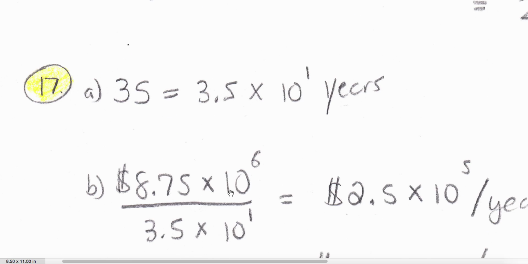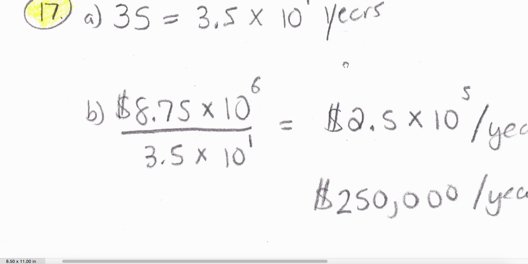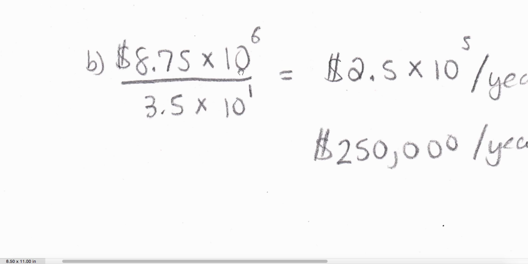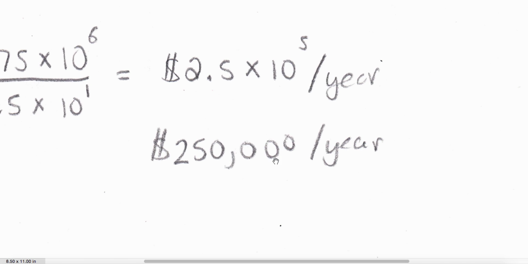Number 17, Part A and Part B. Write 35 as a scientific number, so this is 3.5 times 10 to the 1st years. And then Part B, find the average per year, 8.75 times 10 to the 6th divided by 3.5 times 10 to the 1st. Well, 8.75 divided by 3.5 is 2.5. 6 minus 1 is 5. And now write that in standard form. This becomes $250,000 per year. And that's practice A.